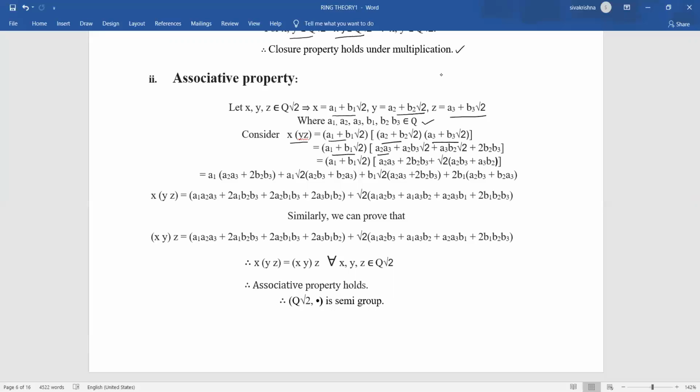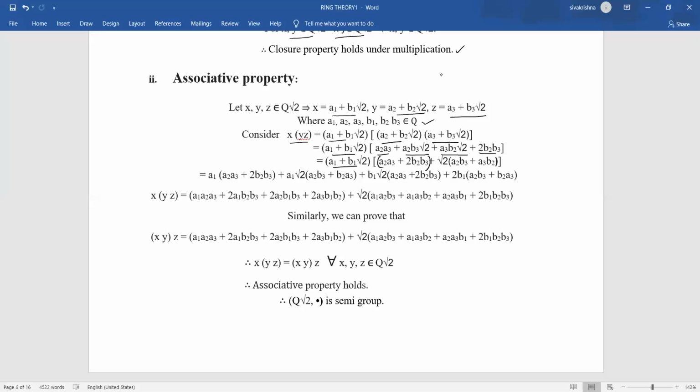The first term of y with the second term of z gives a2 b3 root 2. Similarly, the second term of y with the first term of z gives a3 b2 root 2. And the second term of y with the second term of z gives 2 b2 b3. Okay. And after that, once again, I am writing the value of x as usual. And in the product yz, I am writing the terms a2 a3 plus 2 b2 b3 in one bracket. So I am writing those two terms in one bracket.